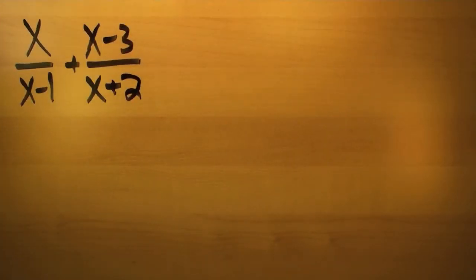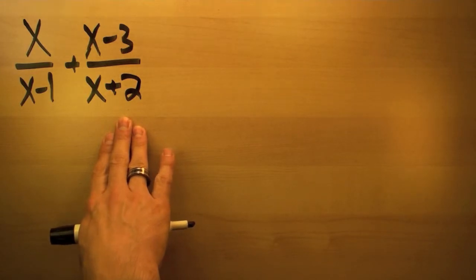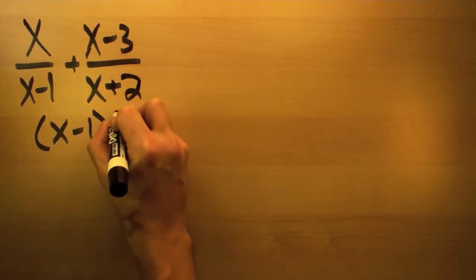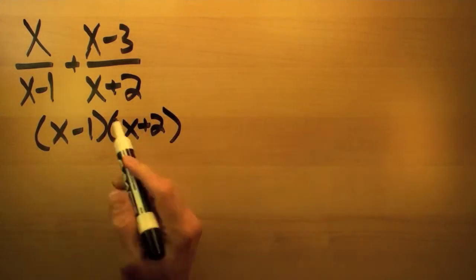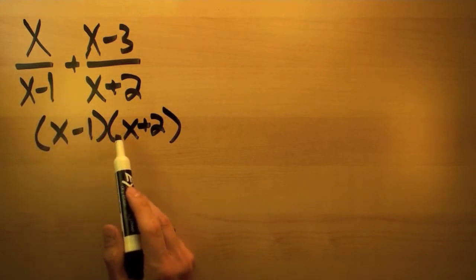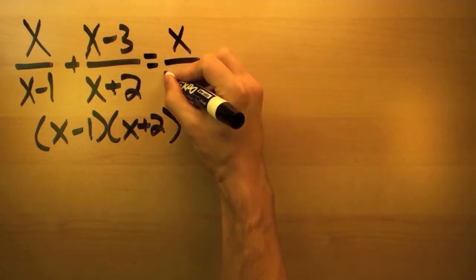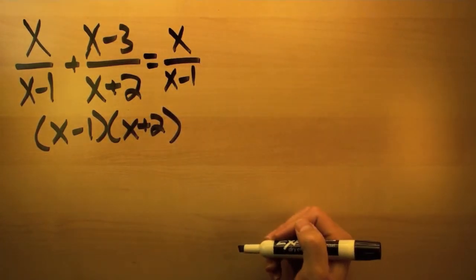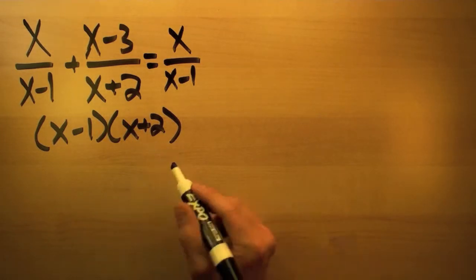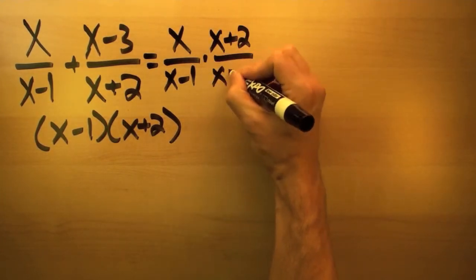Let's apply the same procedure to x over x minus 1 plus x minus 3 over x plus 2. So the common denominator here is going to be x minus 1 times x plus 2. So we'll multiply each of these fractions by the factor that it's missing to have this correct denominator. So if we take x over x minus 1, the piece we're missing in the denominator is x plus 2, so we'll multiply on the top and bottom by x plus 2.